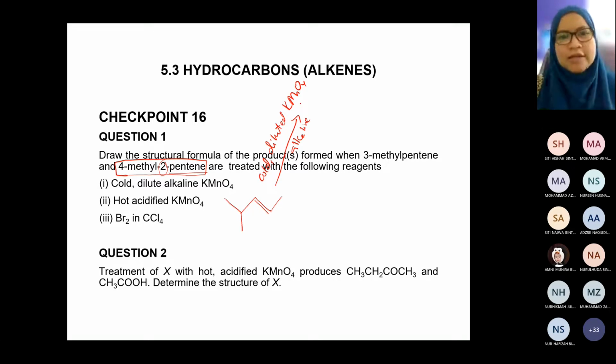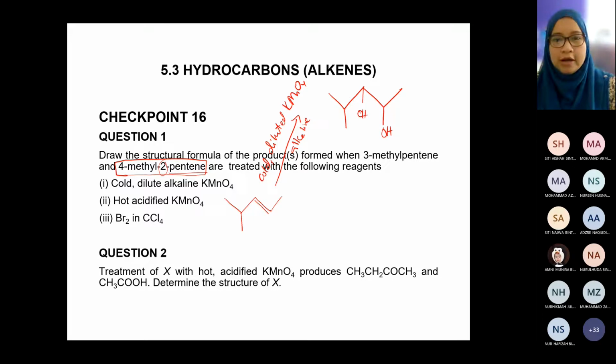Okay, so that is for Bayer's. Terus kena hafal lah. Okay, cold diluted alkaline, Bayer's test. So product dia, basically you draw everything the same as the initial one just now, but without the double bond. Itu saja. So double bond dekat 2 dengan 3 kan, so ganti dengan OH. Dah siap, this will be your product. Okay, number 1 dan number 2.